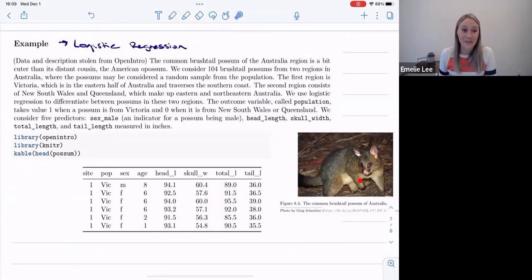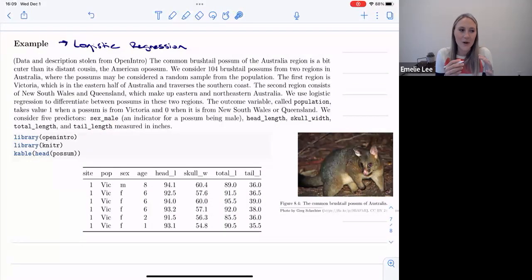Here's the possum that we're talking about. We have 104 of these possums, and we've measured things like their head length, their skull width, their total length, and their tail length. Oh, sorry, I missed the gender. The sex male is an indicator.